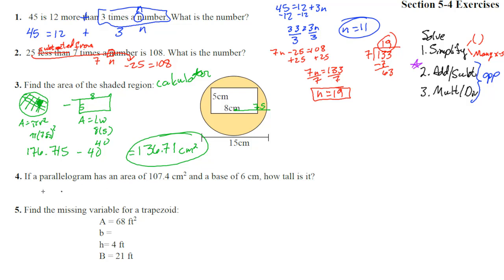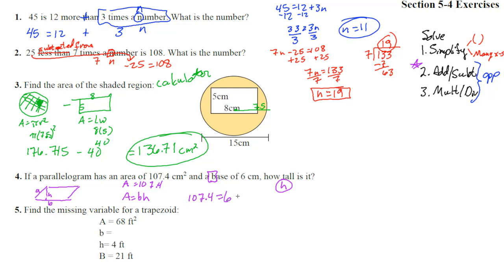If a parallelogram, so a parallelogram looks like this, has an area of 107.4 centimeters squared, and a base, that's the b. How tall is it? So that means h. H is going to be our variable. You remember the formula has an a and a b and an h. The formula is area equals base times height. You don't use base times the other side. All right, so the base is 6.